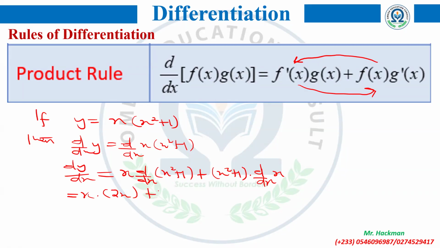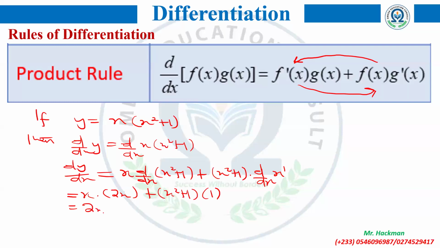Then plus, I hold my x squared plus 1. Then come and differentiate the x. If I differentiate the x, the power here is 1. It will come down and I get 1, then it will be x to the power 0, so that will give me 1. So anytime you differentiate x, you always get 1. Anytime you differentiate a constant, you get 0. So take note. At this point, you are more than good to go.